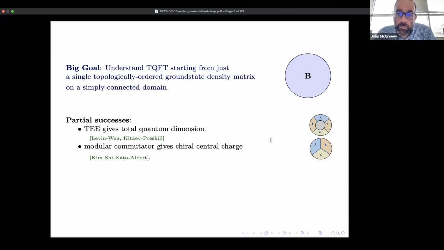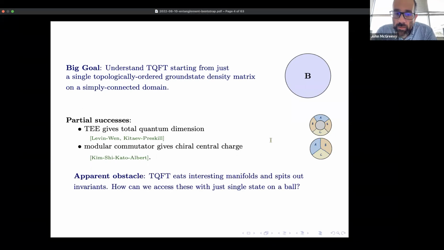And the entanglement bootstrap program's goal is to extract all the rest of it. And there's an apparent obstacle to doing this, to extracting all of the topological field theory information, which is that a topological field theory, as we heard, for example, from Dan Freed yesterday, is a machine that eats interesting manifolds and spits out topological data. And you might think that if we only have access to the wave function on a ball, how can we say anything about the partition function on RP3 or on whatever crazy manifold you're interested in?